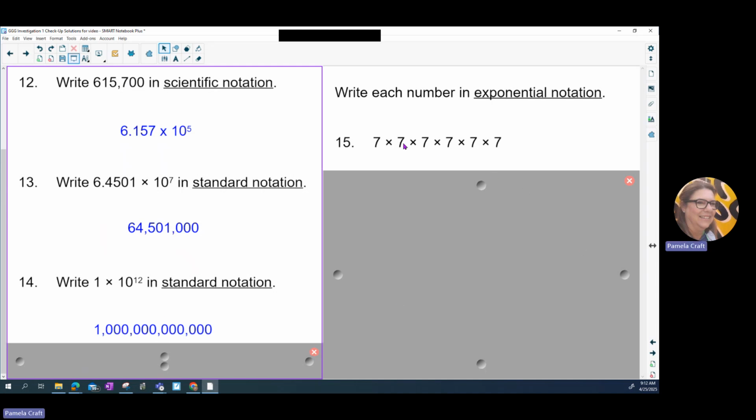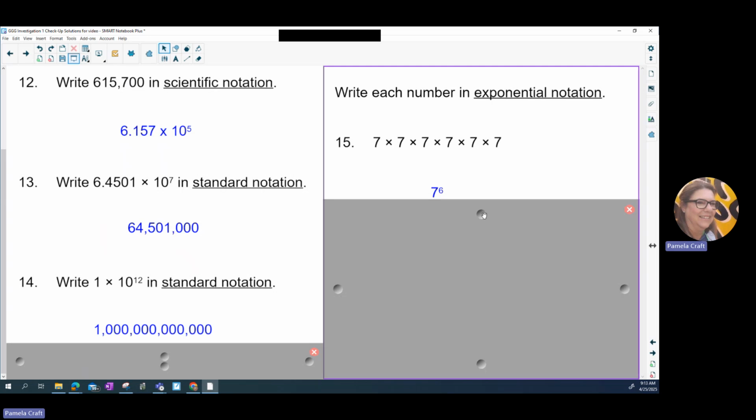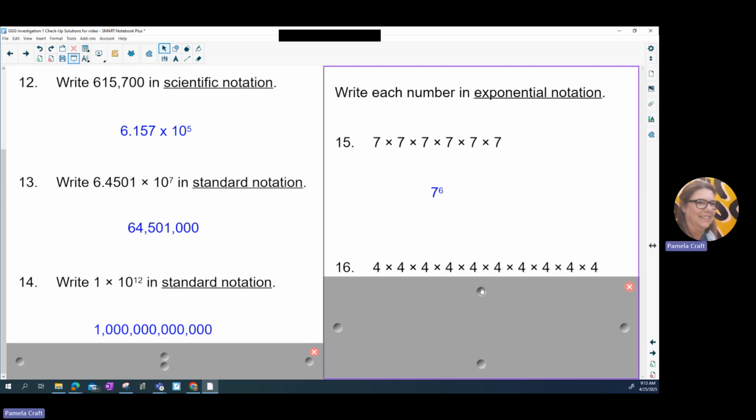15, 7 times 7 times 7 times 7 times 7 times 7 is 7 used as a factor 6 times. Count them up. 16, 4 times 4 times 4 times 4 times 4 times 4 times 4 times 4 times 4 times 4 is 4 used as a factor 10 times.